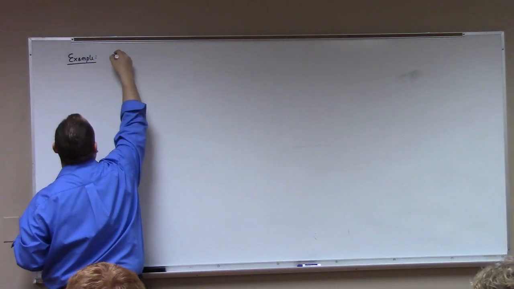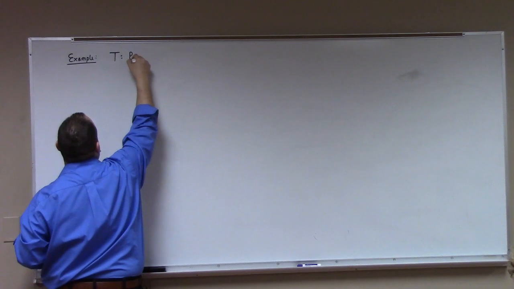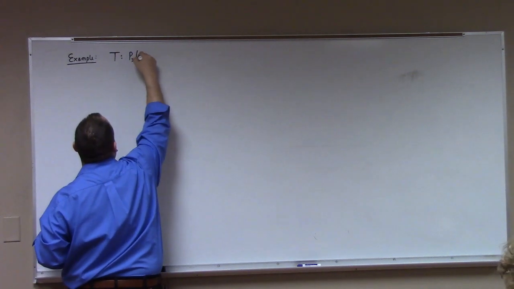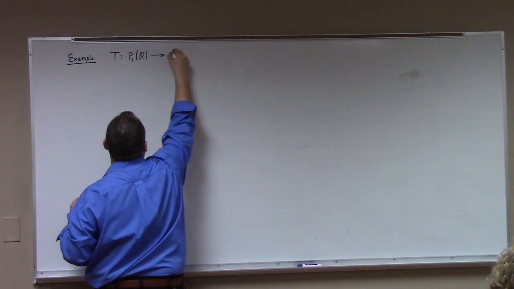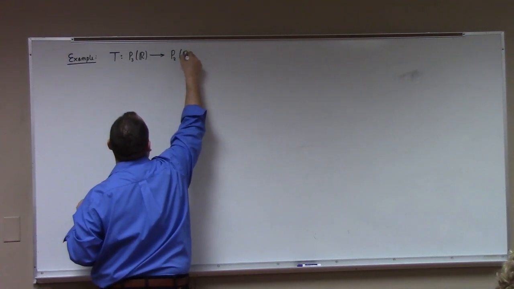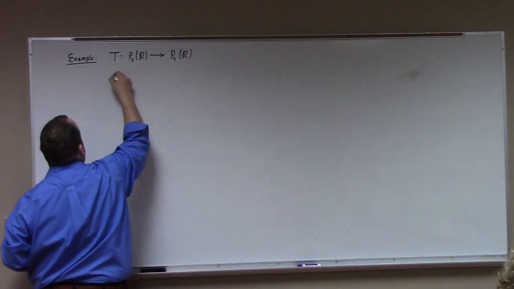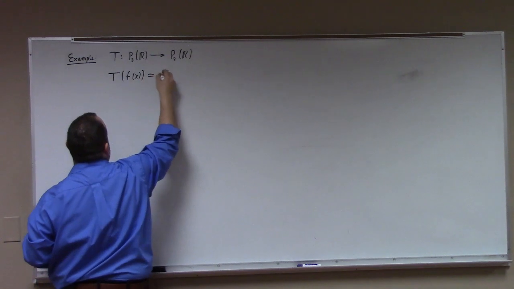So I want to let T be a mapping from, say, P3, polynomials of order 3, to, let's say, polynomials of order 2. And what is T going to be? T of f of x, we'll let it be the derivative map.